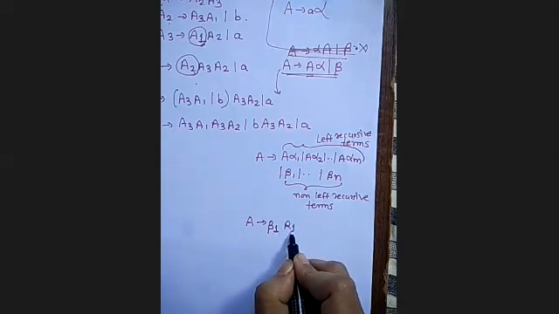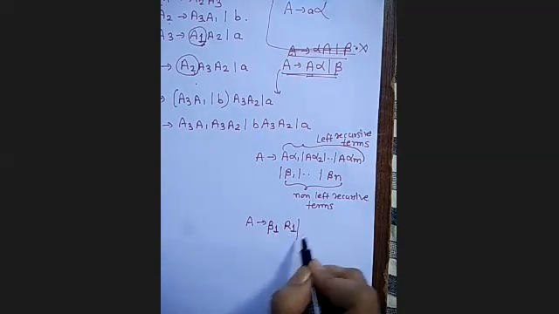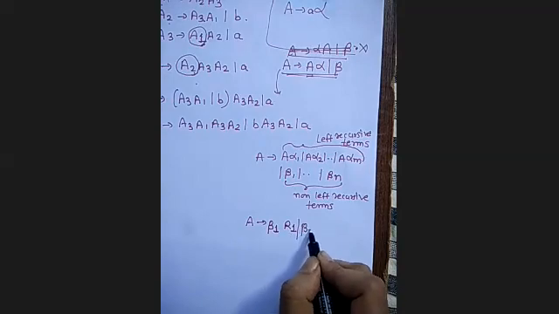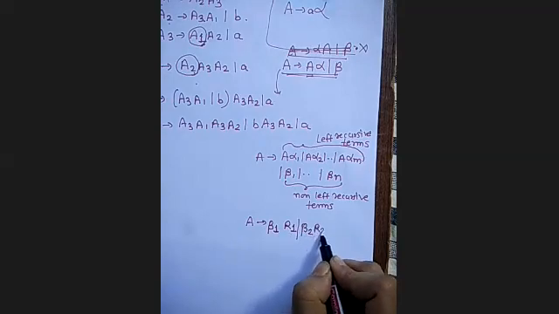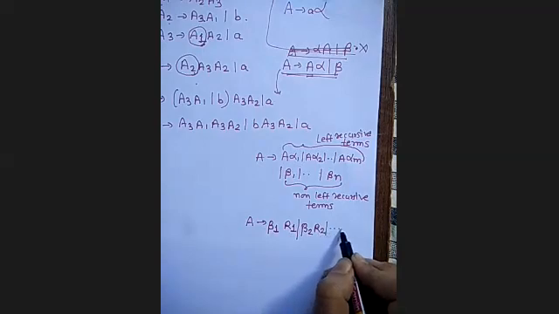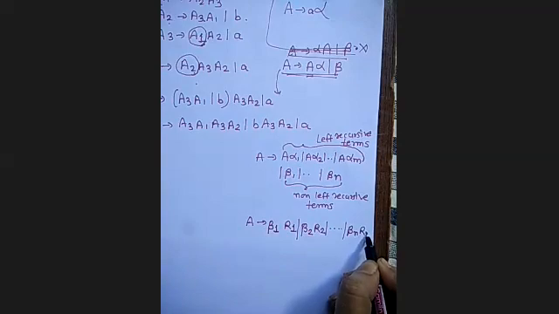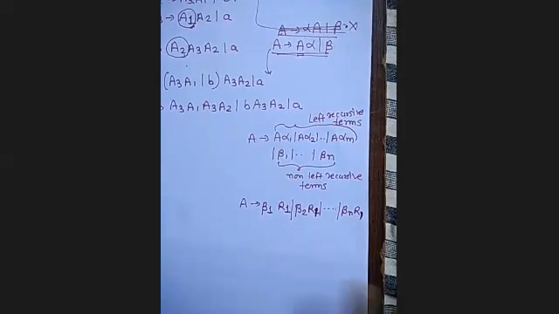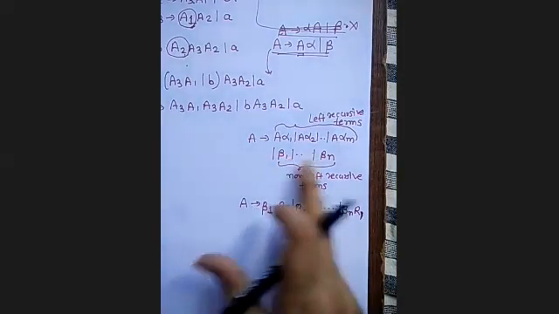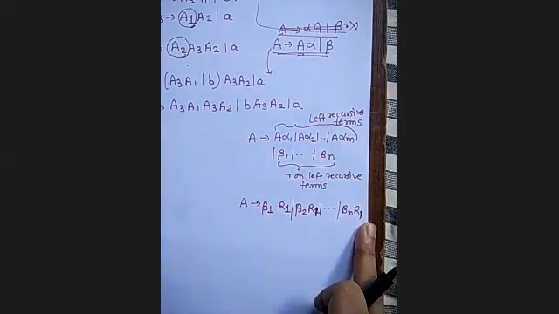I am adding here R1. The same non-terminal you have to use for each of these non-left recursive terms. So each non-left recursive term is followed by a new non-terminal, which should be R1. Beta 1 R1 or beta 2 R1 or beta n R1.